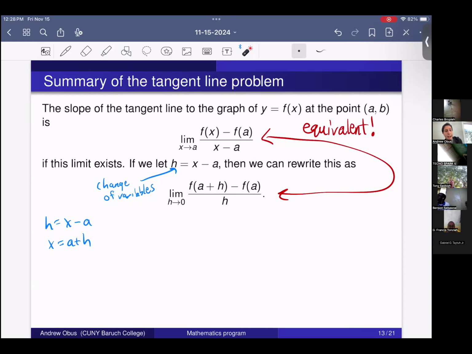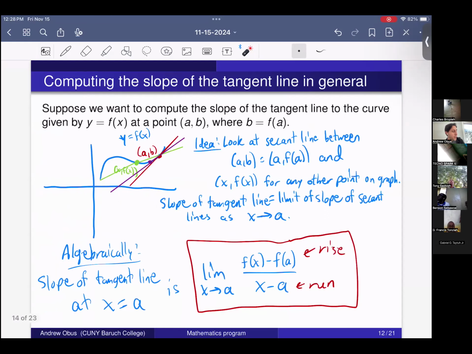Okay, but let me just go back to the picture, right? The picture is what explains what's happening. We're taking a bunch of lines that are getting closer and closer to the tangent line, and in the limit, they are the tangent line. Okay, and so the limit of the slopes is going to be the slope of the tangent line.